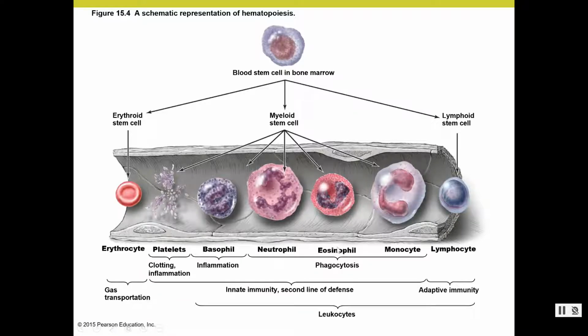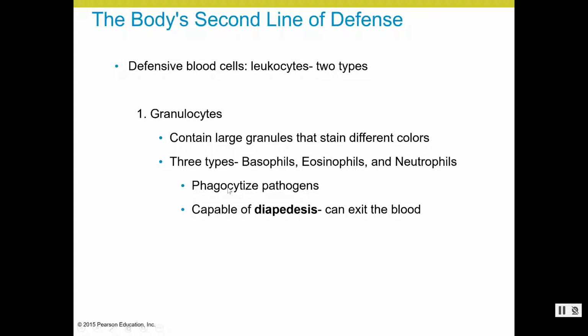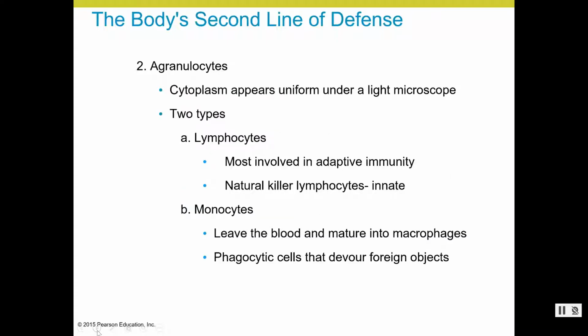Basophils, neutrophils, and eosinophils are all considered granulocytes. All the "phil" ones are granulocytes, and they're called that because they have a granular texture. They're all capable of phagocytosis. They're also capable of diapedesis, and you reviewed what that meant. That means it can exit the blood. All right, so those are our granulocytes.